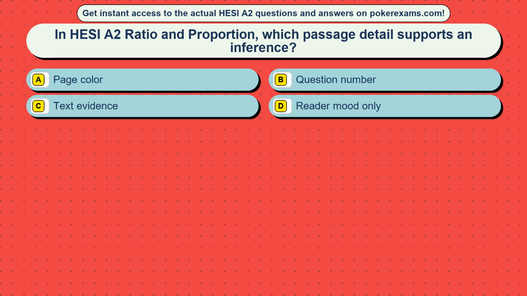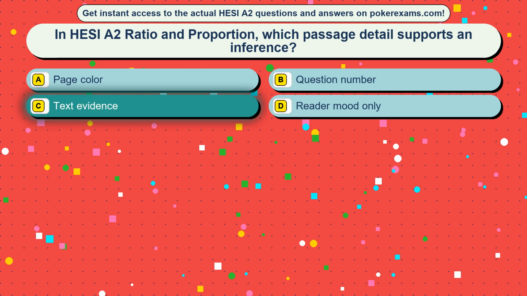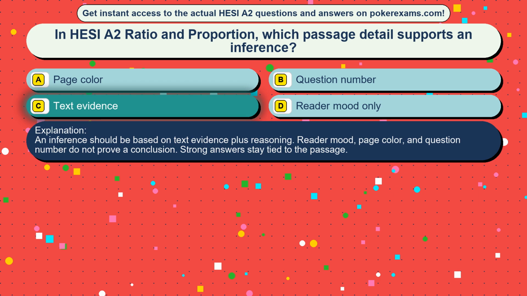Question 43. In HESI A2 ratio and proportion, which passage detail supports an inference? Option A, page color. Option B, question number. Option C, text evidence. Option D, reader mood only. The correct answer is option C, text evidence. An inference should be based on text evidence plus reasoning. Reader mood, page color, and question number do not prove a conclusion. Strong answers stay tied to the passage.